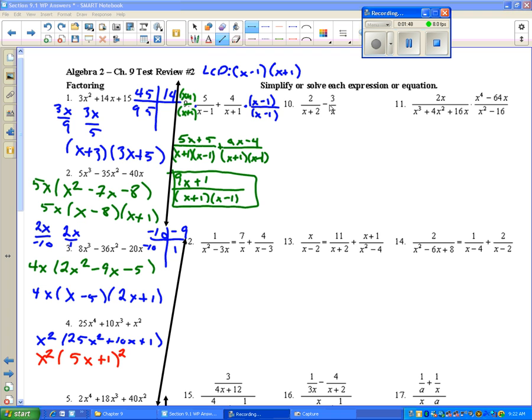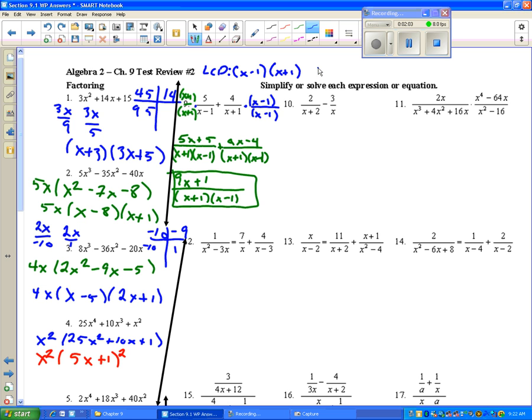That's number 9. Let's go to number 10. Again, I'm subtracting two fractions. That tells me I need to get a common denominator, and this common denominator needs to stay through my problem to the very end. So I need to have my LCD, let's use a different color, is going to be x plus 2 for this denominator and x for this denominator.